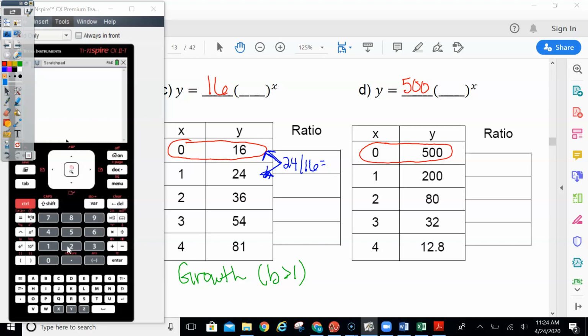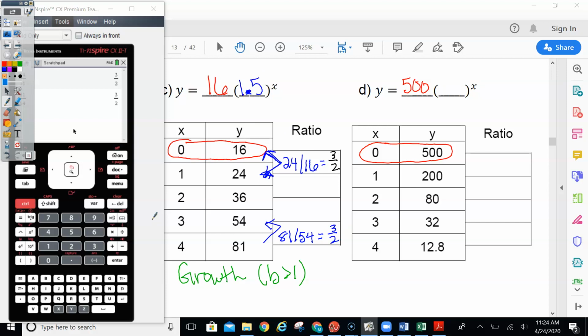So here we do 24 divided by 16. And it gives us that the base is 3 over 2. If you want to write it as a decimal, you can, 1.5. Just checking another value, they're all going to be the same. Just checking another one, to make sure we did it right. 81 divided by 54. So here, 81 divided by 54 is 3/2 again. So 3/2. This is telling me my base is 1.5.